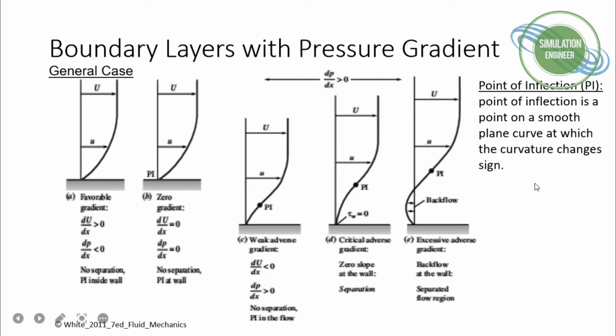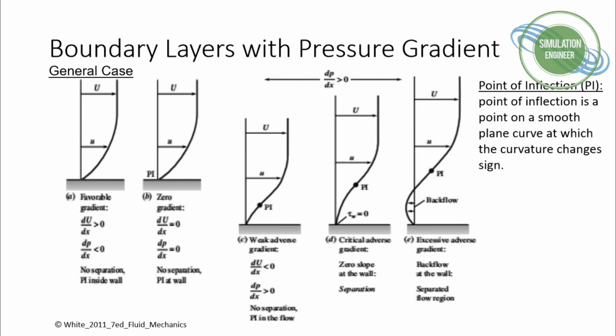So as I mentioned previously in the last slide, what is a point of inflection? It is just a point on your smooth curve at which the curve changes sign. So for example, if it is concave up, it might become concave down. So it will be convex, or concave, just across this point of inflection. That is simply this point of inflection. And we come back to our example. We see that at this point, the point of inflection is not even visible. It is inside the wall, no chance of flow separation, favorable pressure gradient.